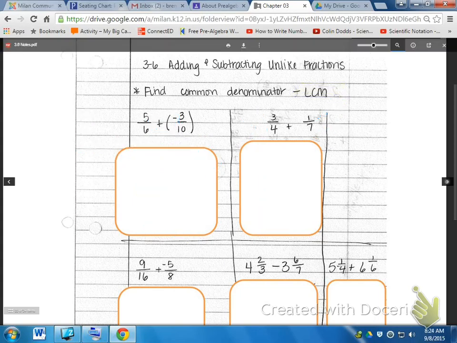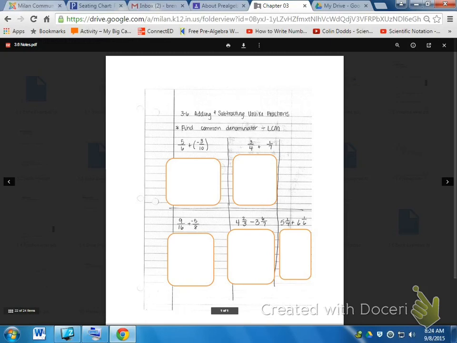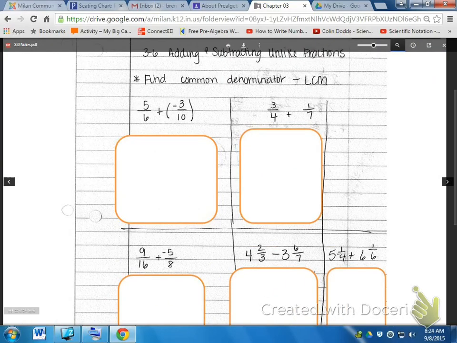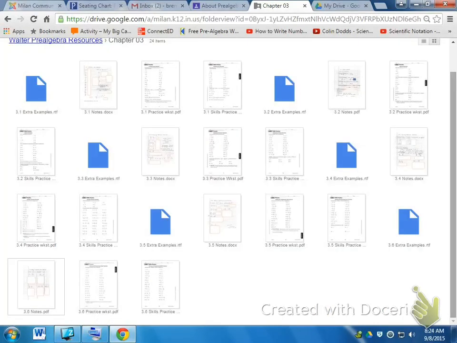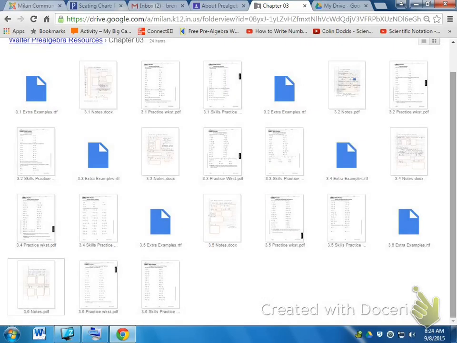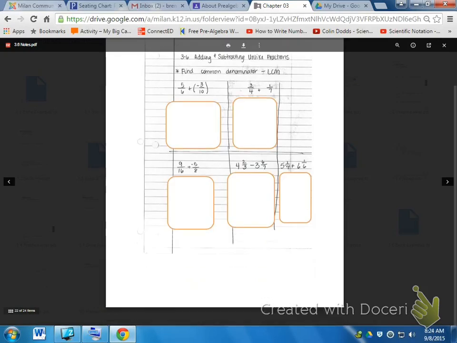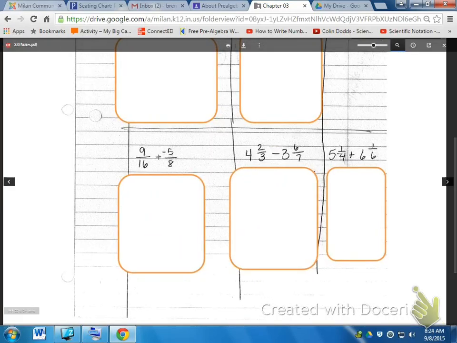9/16 plus negative 5/8. So we've got to change a couple things on this, if I can get it to go down there. Scroll down, Haley. Okay. That'll work.